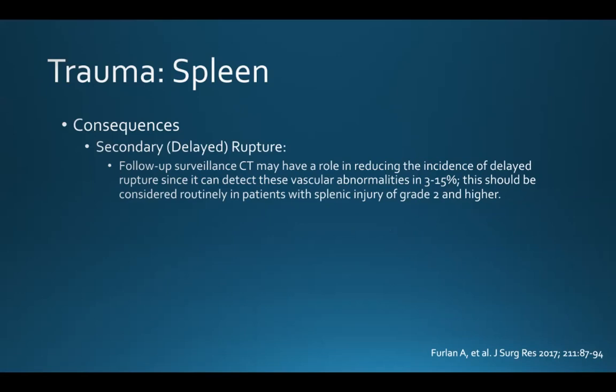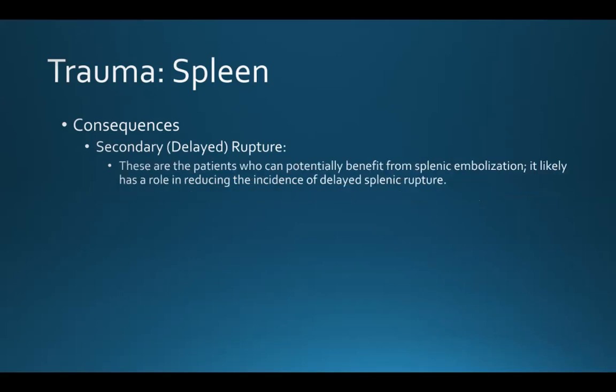As a result of this possibility, follow-up surveillance CT may have a role in reducing the incidence of delayed rupture, since it can detect these vascular abnormalities in many patients. And frankly, it should be considered routine in patients with splenic injuries of grade 2 and higher. The patients who are at risk for delayed rupture are exactly the ones who can potentially benefit from splenic embolization. And embolization likely has a role in reducing the incidence of delayed splenic rupture.